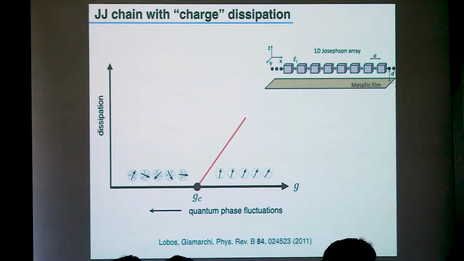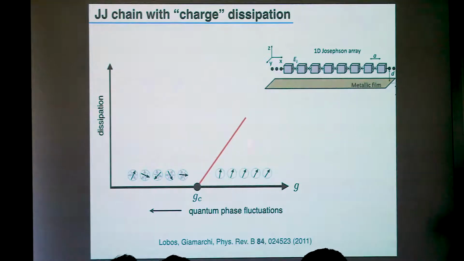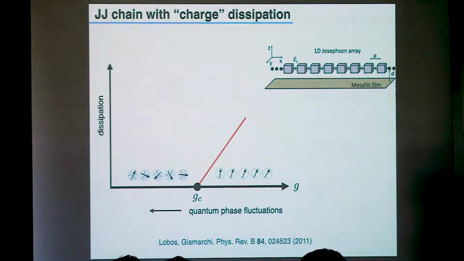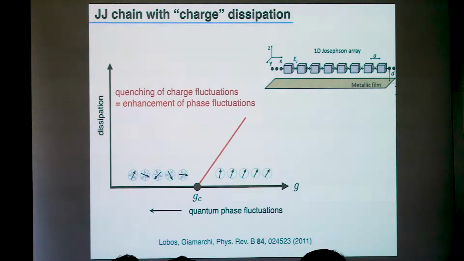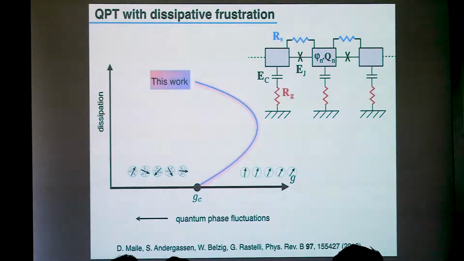But then I found a counterexample. That was the work of Lobos and Giamarchi, in which there are many results in this paper, but at least for me what was interesting was that this critical line changed slope. They consider a chain, again, of Josephson junctions with some capacitive coupling to a metallic film on the bottom. And now we can understand this as a quenching of the charge fluctuation. As I told you at the beginning, charge is conjugate to the phase, so quenching the charge corresponds to an enhancement or increase of the phase fluctuation, such that you now favor the phase with no ordering. Okay, so that was the starting point for this work.